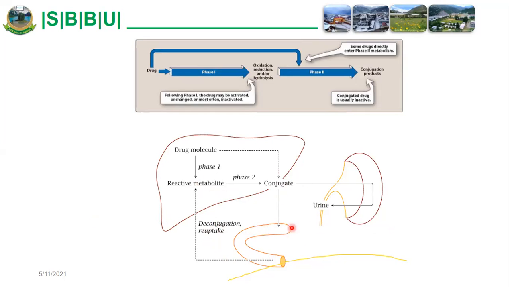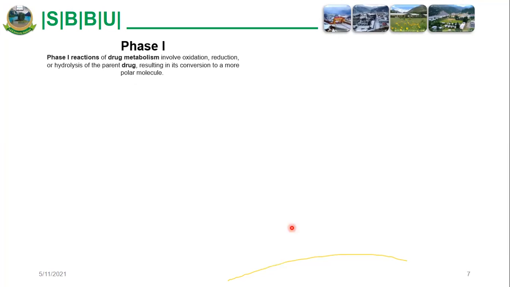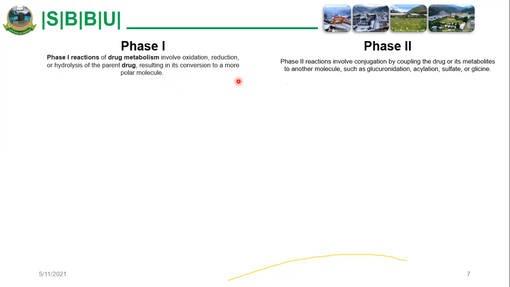or to the intestines. And you can see phase 1 reactions mostly involve the oxidation, reduction, or hydrolysis of the parent drug, and they may result in the conversion to more polar molecules. Whereas the phase 2 reactions involve conjugation by coupling the drug or its metabolite to another molecule, such as glucuronic acid attachment, acetylation, or sulfate or glycine may be attached.